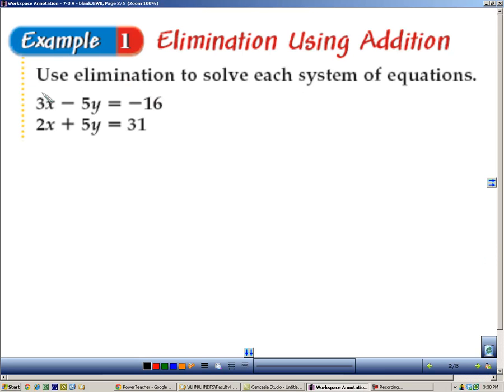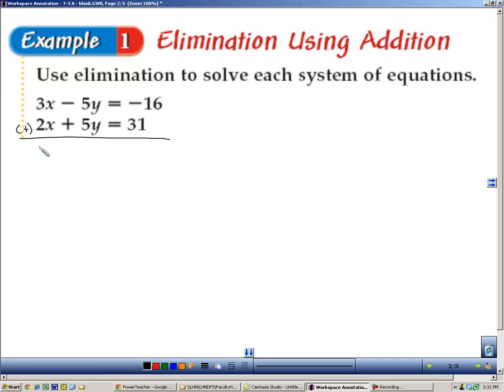First, I want you to notice why substitution would not be a good choice here, because there is no coefficient that's a 1, and so isolating one of these letters would just be difficult. But I also want you to notice that the coefficient of the y's is a -5 and a +5. So watch what happens. I'm going to take these two equations, put a plus sign in front and treat it just like an old-fashioned grade school addition problem. And I'm going to add the columns together.